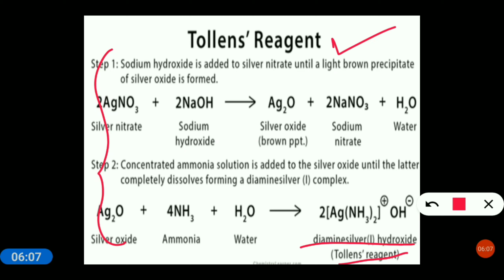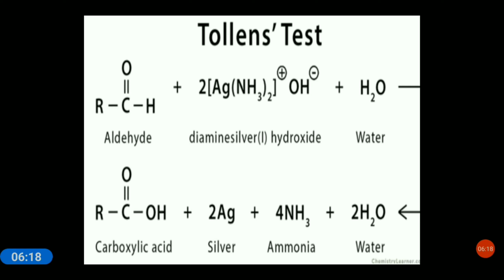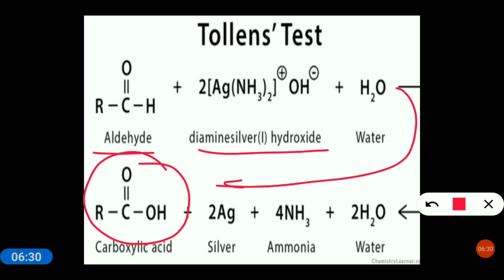For the practical point of view, please do it sincerely so that during the viva question you will be able to give the answer. Now when the Tollens reagent is ready with you, how will you test? Aldehyde when reacting with Tollens reagent gives carboxylic acid. The product is carboxylic acid and the silver mirror is obtained.